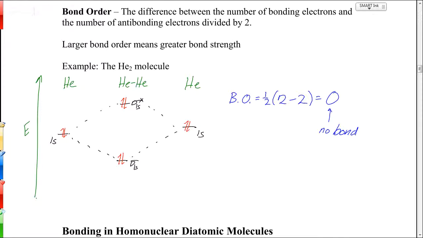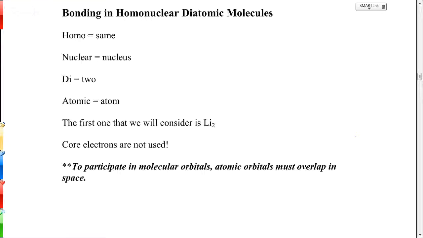Another way of saying that is we would not expect a dihelium molecule or an He2 molecule to exist, and in fact it doesn't. So that's a way that we can use molecular orbital diagrams to predict what's going on in the molecules. All right.